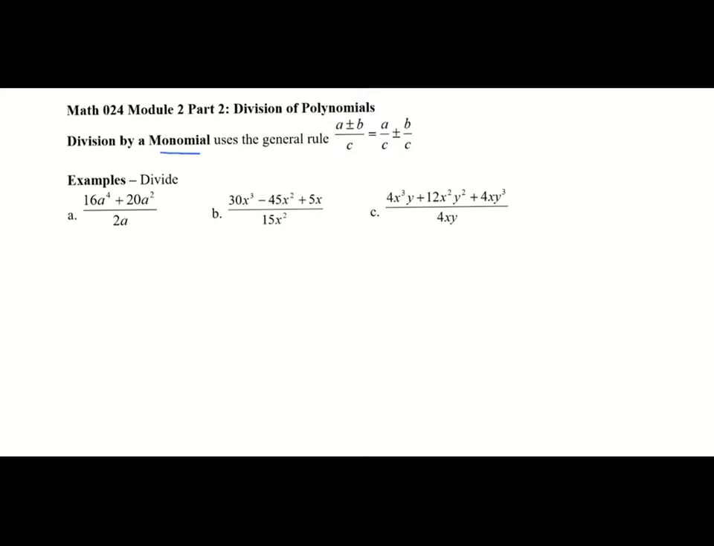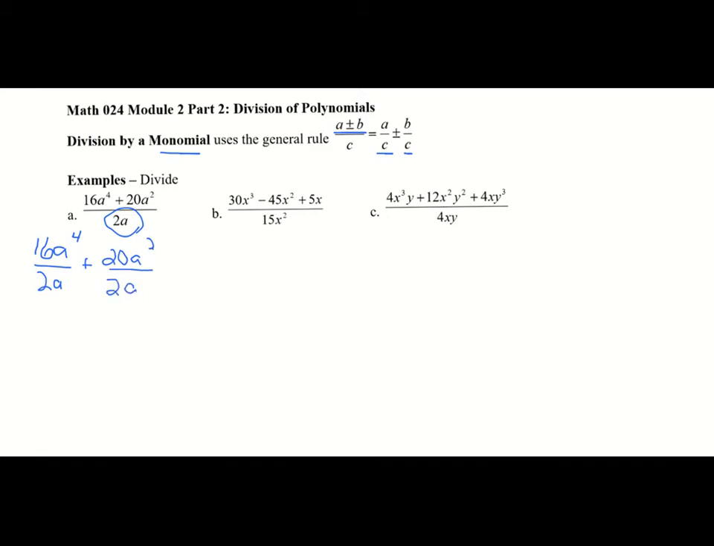When you do division by a monomial, basically you take each term in your numerator and divide it individually by that denominator, like in this case for a, 2a. It's really like writing it as separate problems, and you don't always have to write it out once you get used to it. The 16a to the fourth would be divided by 2a. Keep our plus sign there because that's between the two terms, and then 20a squared divided by 2a.